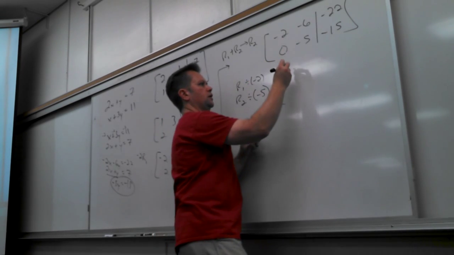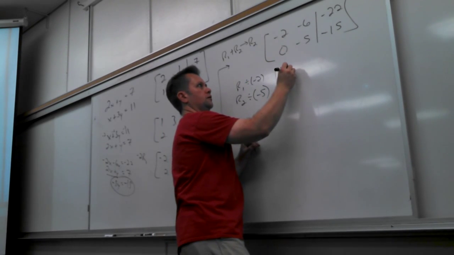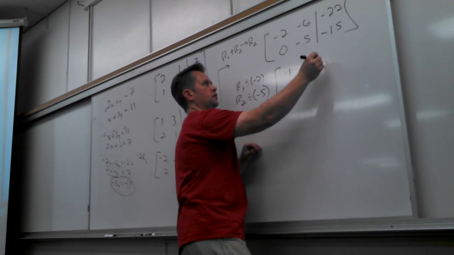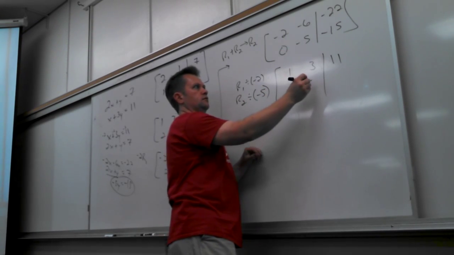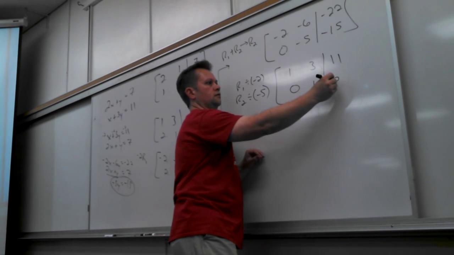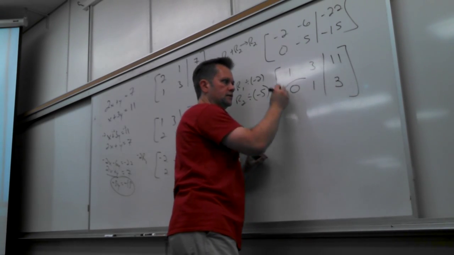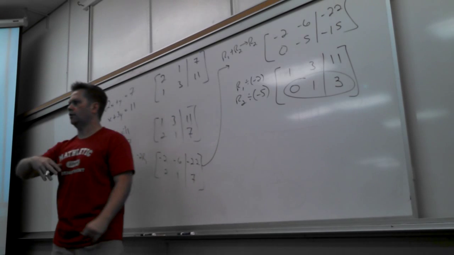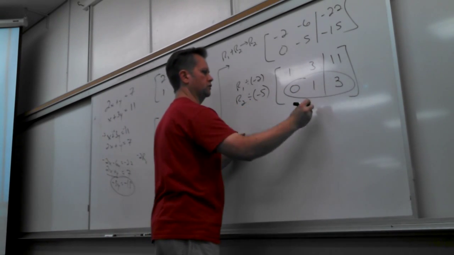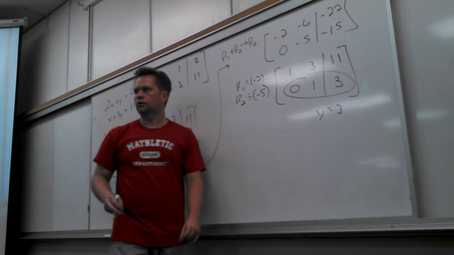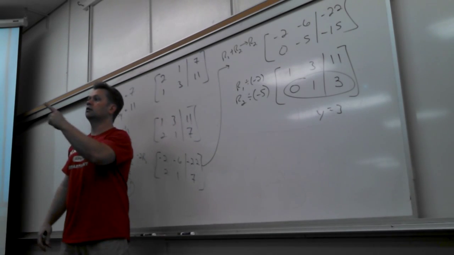So if I divide that by negative 2, I get 1, 3, 11. Divide that by negative 5, I get 1, 3. And what does this say if I translate it back into an equation? I get 0 x's plus y equals 3. So y is 3. I like it.